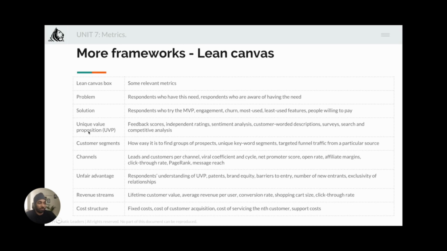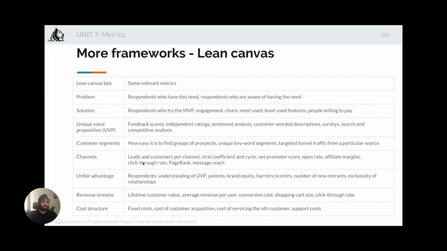Using unique value proposition, which is UVP: feedback scores, independent ratings, sentiment analysis, customer worded descriptions, so how the customer is treating the final value proposition, survey, search, and comparative analysis. All of this helps you determine whether your unique value proposition is a pass or fail, right? Similar to customer segments: how easy it is to find a group of prospects, unique keyword segments, targeted funnel traffic from a particular source, right? All of this helps you in determining whether you're taking the right approach in determining the customer segments or not.